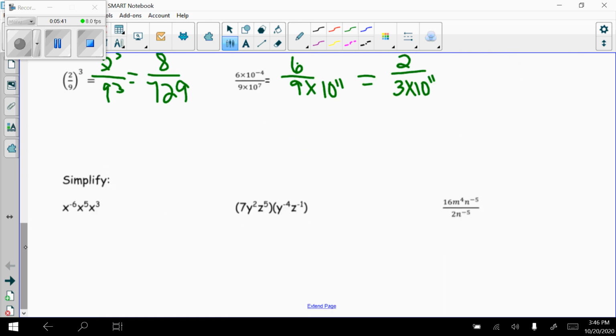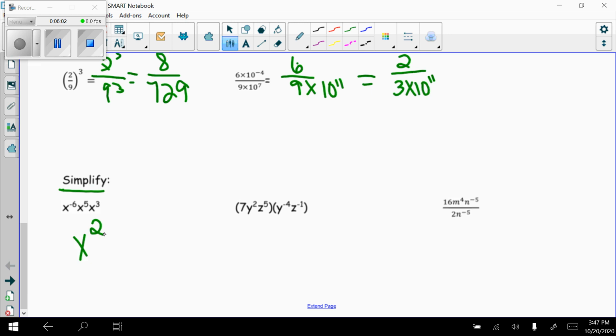Simplify. Okay, so simplify does not say evaluate. Simplify means reduce as much as possible. X to the negative 6, x to the 5th, x cubed. So I add all of my exponents, right, because they all have the same base, x. Negative 6 plus 5 is negative 1. Negative 1 plus 3 is 2. So x squared is my answer.